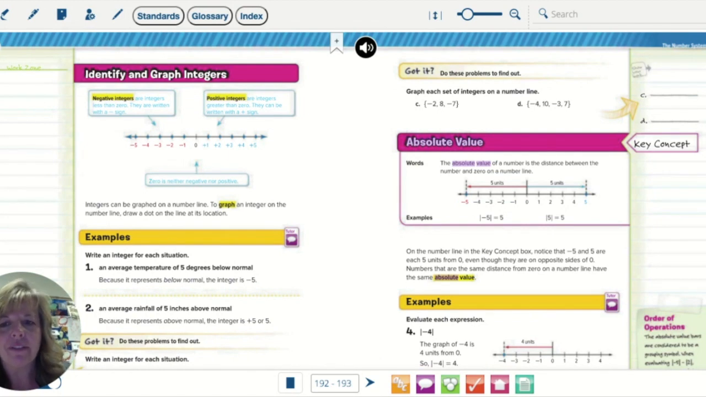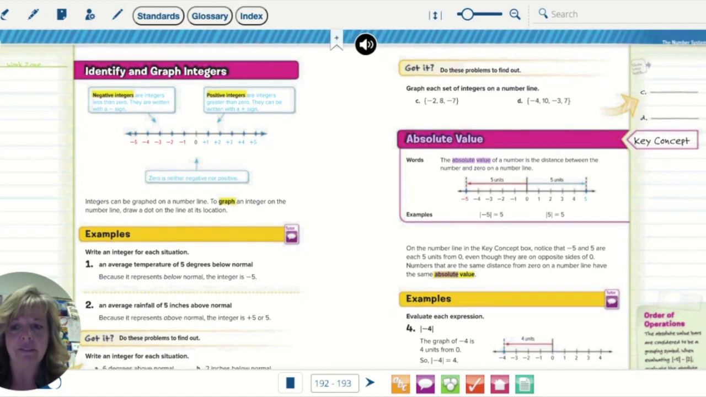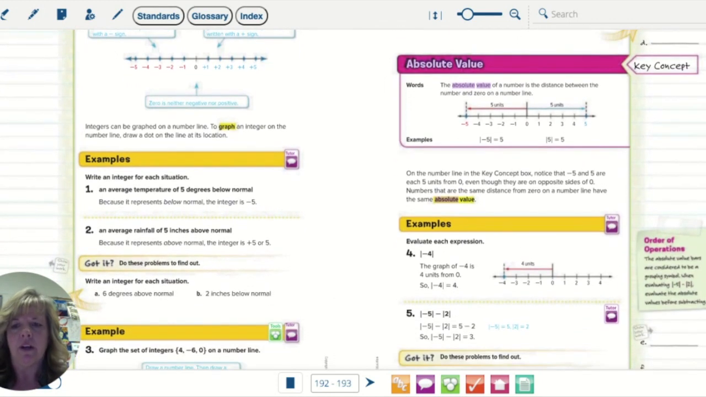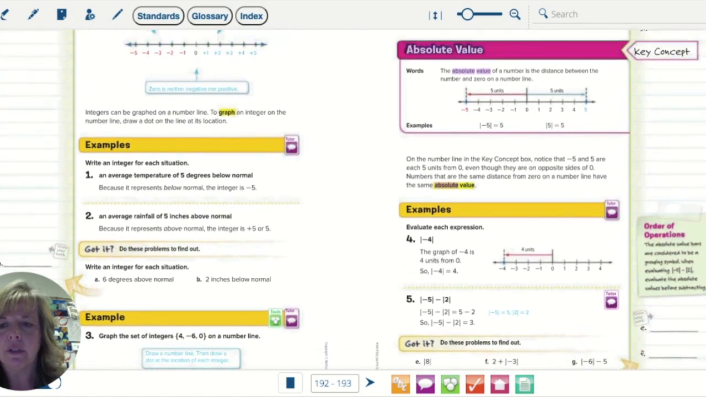Integers can be graphed on a number line. To graph an integer on a number line, draw a dot on the line where it's located. Negative integers have a sign or symbol in front of it, like a dash or a hyphen, but it is called our negative symbol. Underneath the examples, write an integer for each situation.